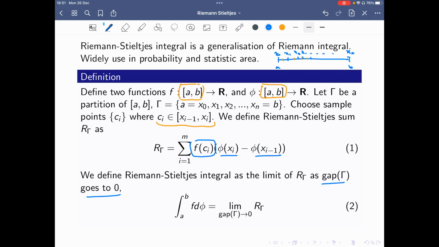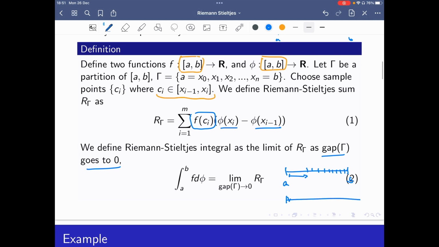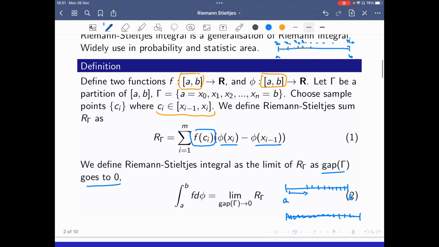What is the gap? The gap is the largest distance of the intervals. For example, here we have an interval like this, from here to here, a small partition. You can see here is the smallest one. So the gap of this partition from a to b is going to be this length. As the gap goes to 0, it means the cuts are getting smaller and smaller, the length of each piece almost goes to 0. That's a limit. Then as we take this limit, we find the answer is the Riemann Stieltjes integral.